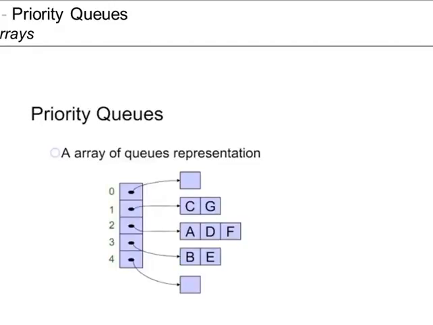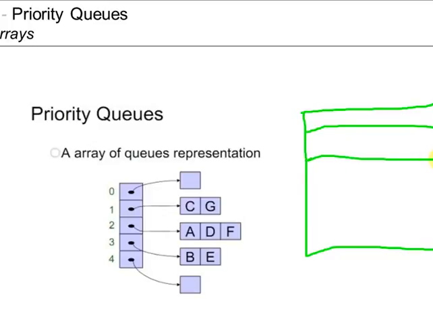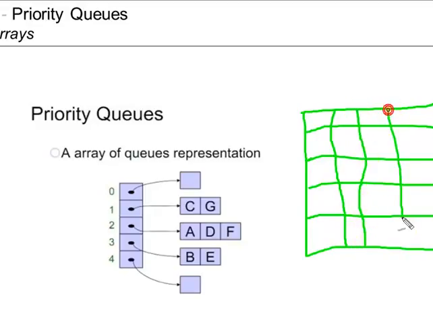You can implement a priority queue using an array of queues as well. What you can have is a multi-dimensional array which might look something like this. Think about an array. Now here, this is a multi-dimensional array. Now, what you can do is put here 0, 1, 2, 3, 4. Now, whenever an element comes, we'll call this the highest priority, and this one we'll call the lowest priority.